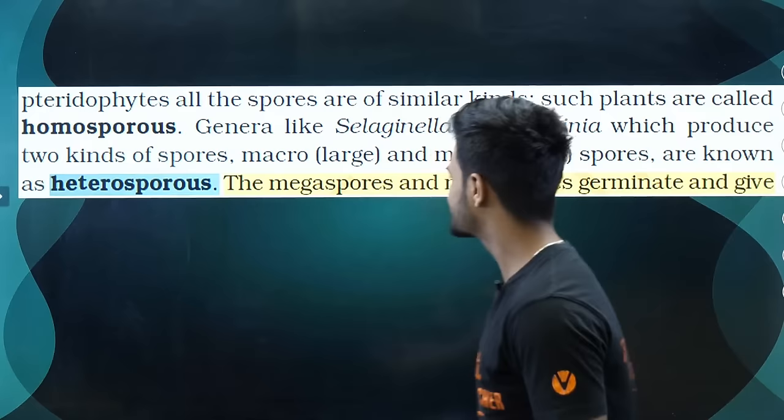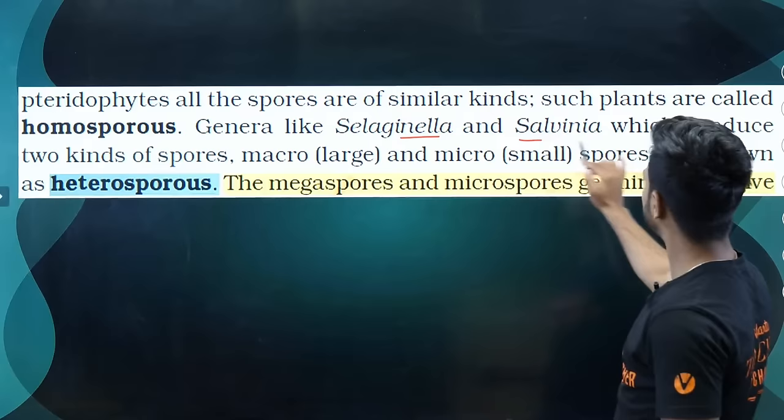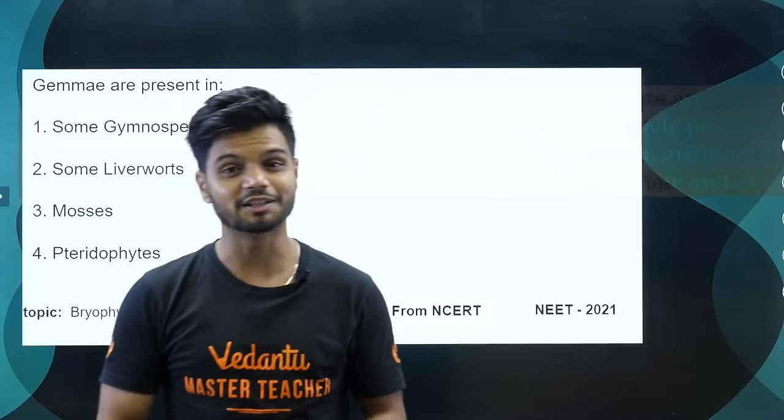Selaginella and Salvinia, which produce two kinds of spores, is called the heterosporous condition. Heterosporous condition. Next question, all of you. I want everyone to answer, be quick.